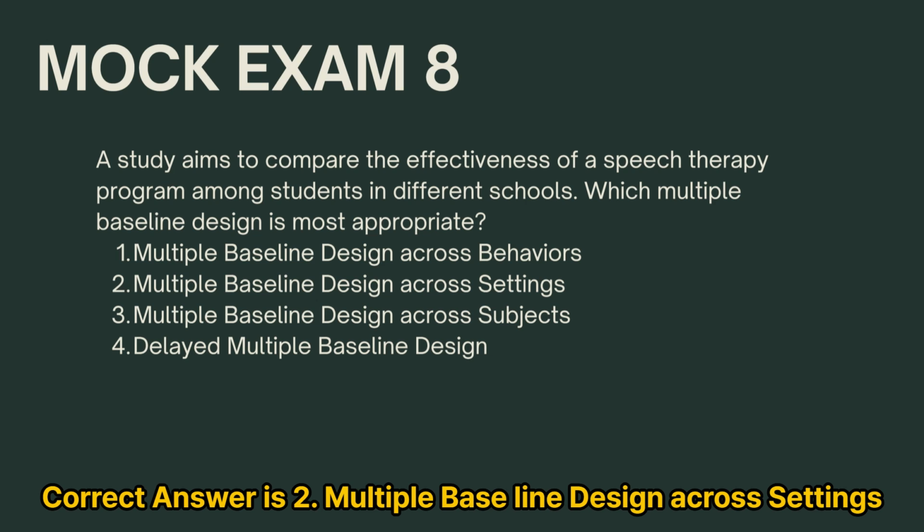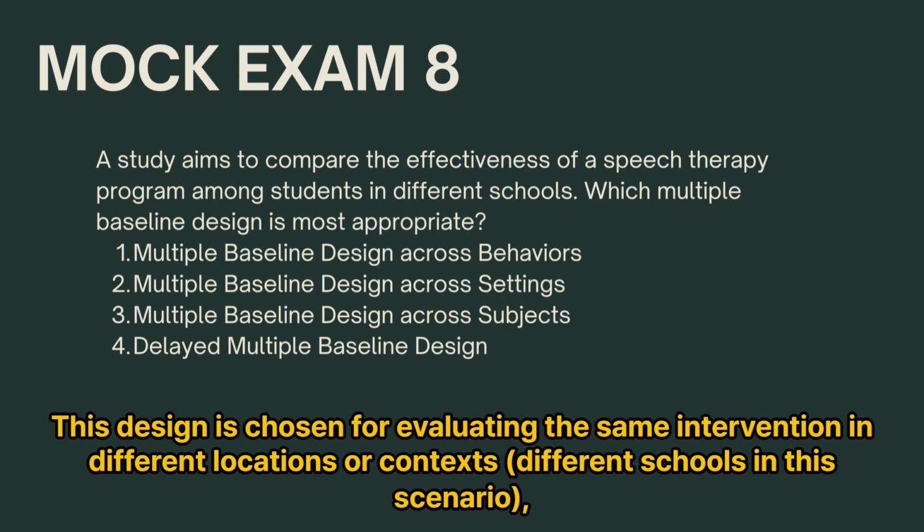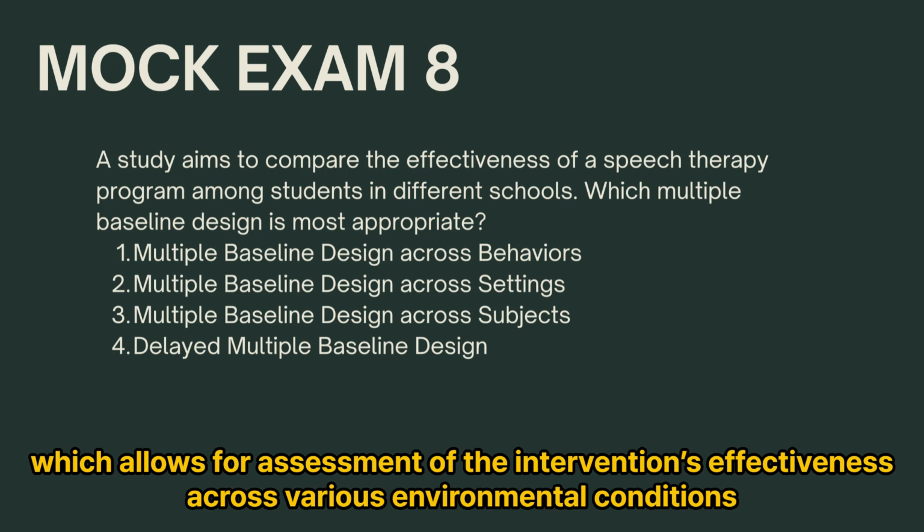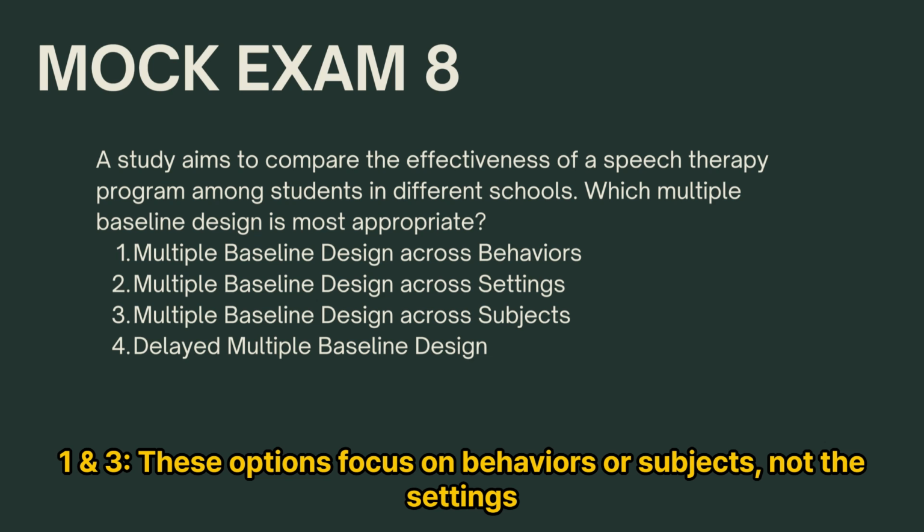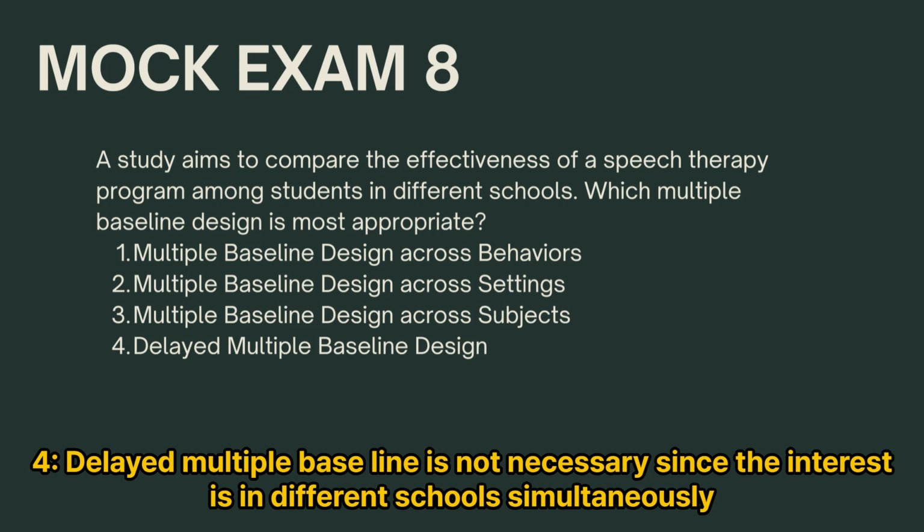Correct answer is 2. Multiple baseline design across settings. This design is chosen for evaluating the same intervention in different locations or contexts, different schools in this scenario, which allows for assessment of the intervention's effectiveness across various environmental conditions. 1 and 3, these options focus on behaviors or subjects, not the settings. 4. Delayed multiple baseline is not necessary since the interest is in different schools simultaneously.